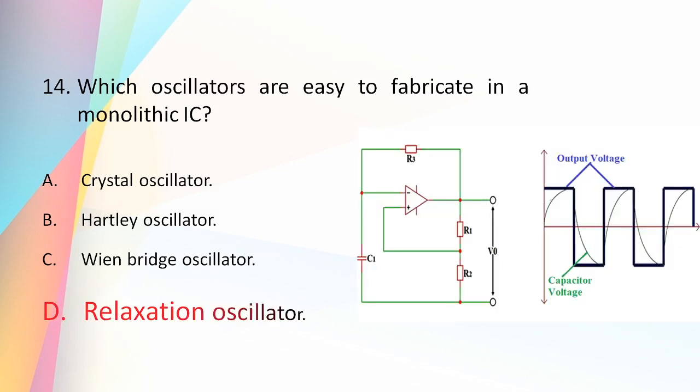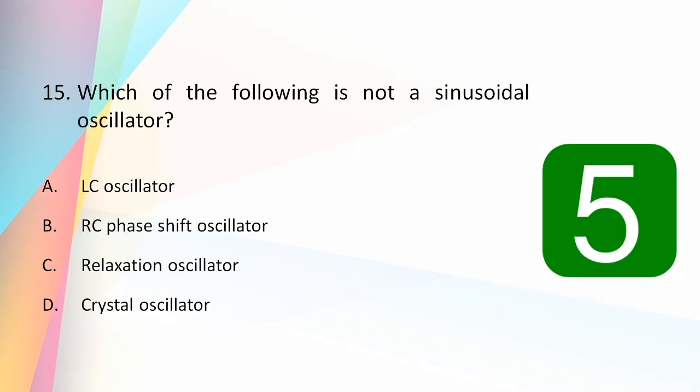And the answer is relaxation oscillators. Relaxation oscillators do not use an inductor, and their output depends on the nonlinear characteristics of the circuit itself. Therefore, relaxation oscillators can be easily fabricated in monolithic ICs.